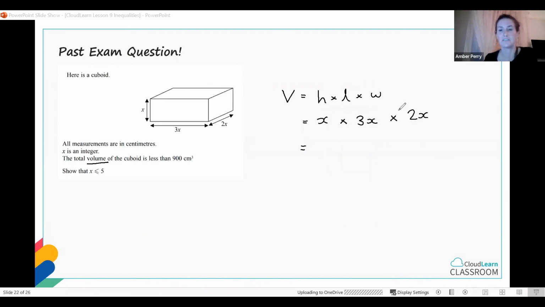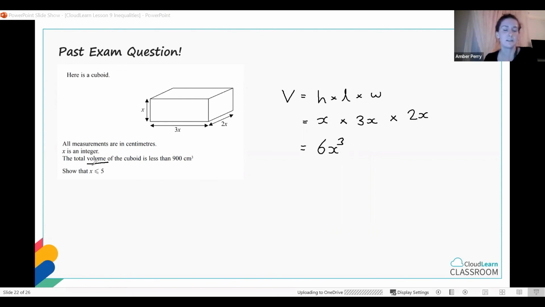So we're going to have to do the numbers first. We've got 1 multiplied by 3 multiplied by 2, so that is 6. And then X times X times X, which is X cubed. Okay, so 6X cubed. So the volume is equal to 6X cubed.